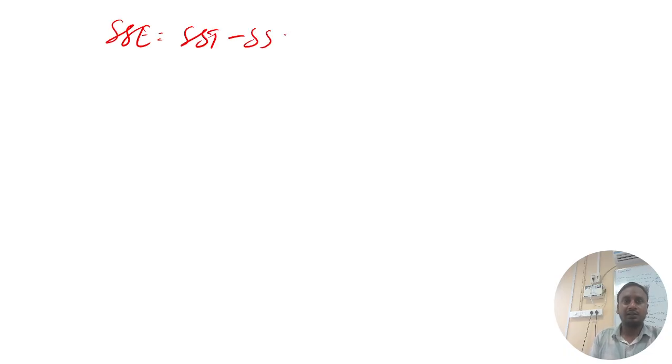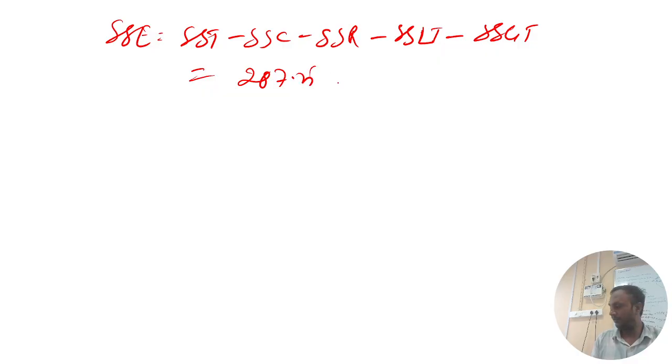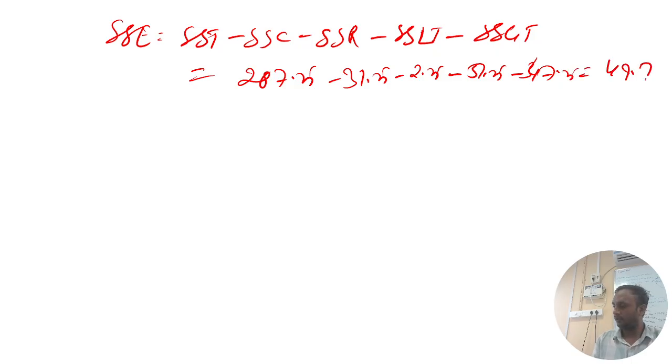SST, SSC, SSR, Latin treatment, Greek treatment. 287.25 minus 13.25 minus 2.25 minus 15 and 47.25. It came 49.75. Okay. So now we can calculate the ANOVA table.